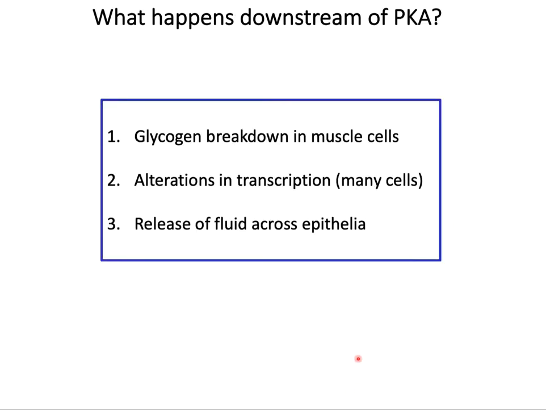So up until now, all cells that are signaling through the G-protein coupled receptors do the same thing. They activate adenylyl cyclase, you have accumulation of cyclic AMP, and then finally activation of protein kinase A or PKA. So what happens downstream of PKA depends on cell types. And we are going to look at 3 examples of what happens downstream of PKA.